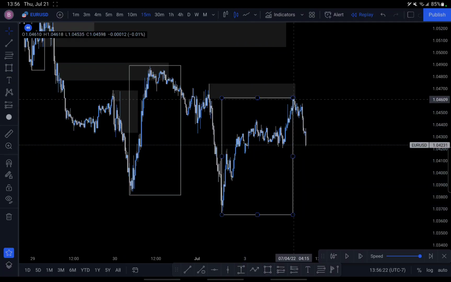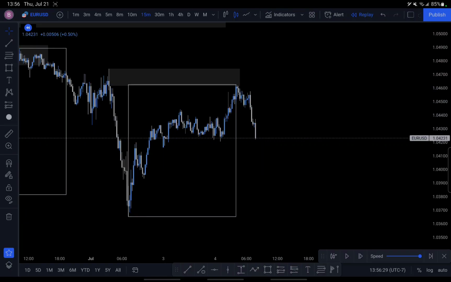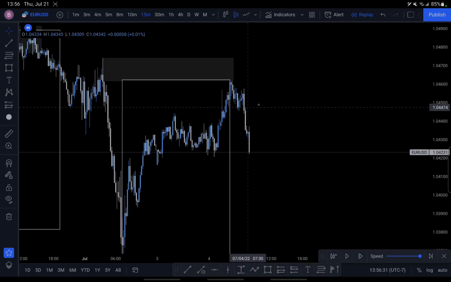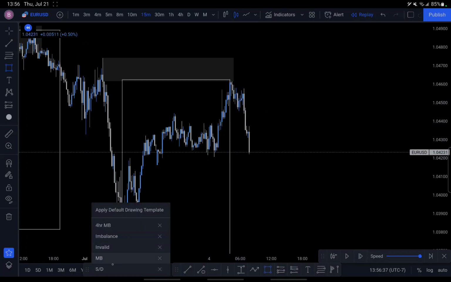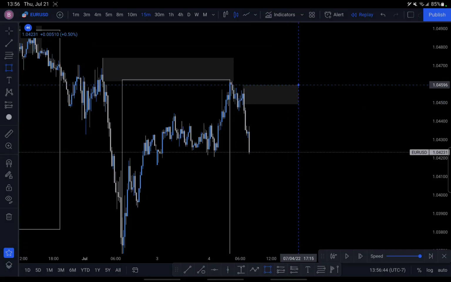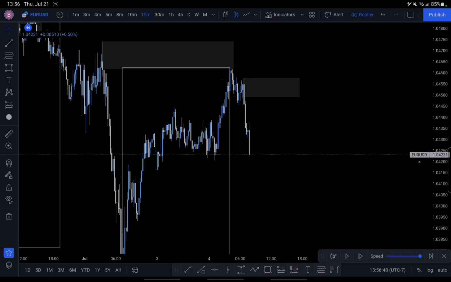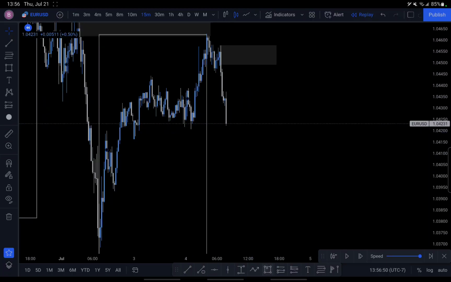Okay, if price breaks above this, then it invalidates this one. Okay, so let's see. What do we have here? Price created a supply zone, another supply zone. Let's go ahead and mark some of these up. Okay, we have a supply zone here. And then we have another one right in here. Let's go ahead and mark that one up as well.